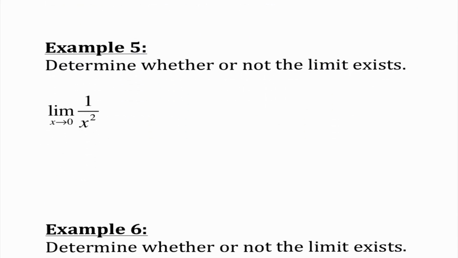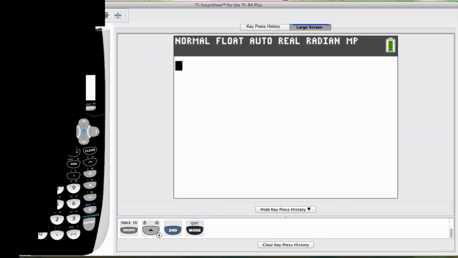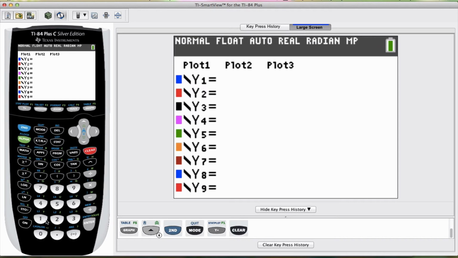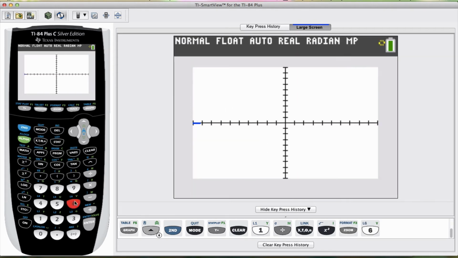So number 5, once again, we have this value, determine whether or not the limit exists. If we went ahead and plugged 0 in this case, I would get 1 over 0, which gives us a problem. So this is another one I'm going to rely on my graphing calculator for. I'm going to go ahead and graph this. So I'm going to press y equals 1 divided by x squared. And then I'm going to press zoom 6 to give us a sketch of that graph.